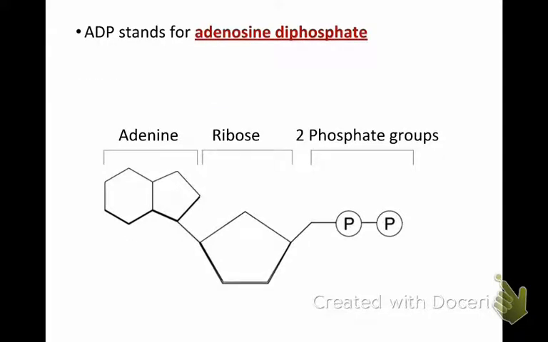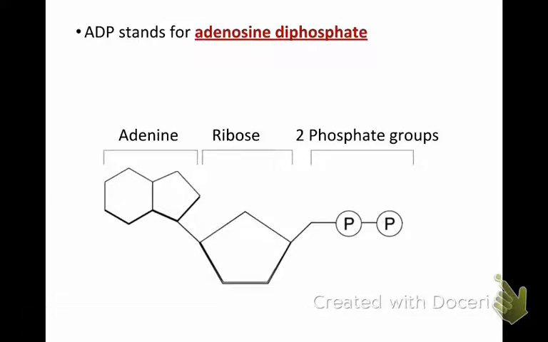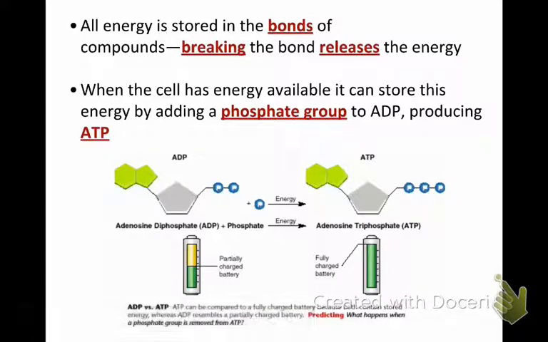ADP stands for adenosine diphosphate. And this is the lower energy molecule, okay? So all energy is stored in the bonds of compounds, okay? That's what we call chemical energy. It's in between the different bonds of the compounds, and breaking the bond releases the energy. When the cell has energy available to it, it can store this energy by adding the phosphate group back to ADP to produce ATP.